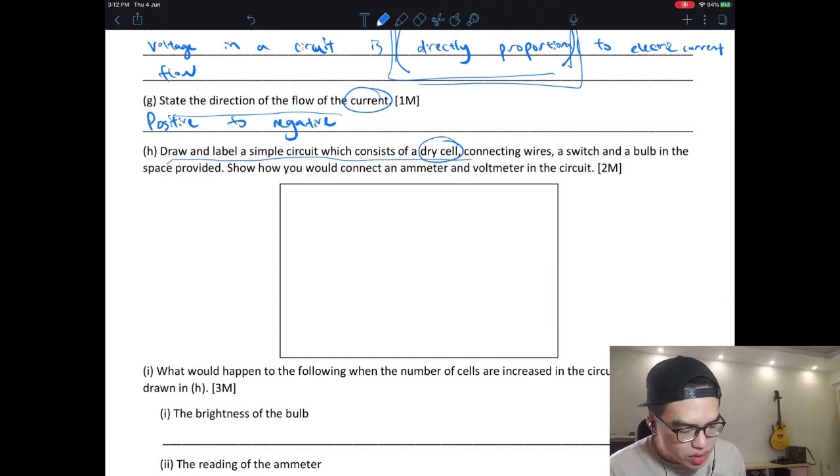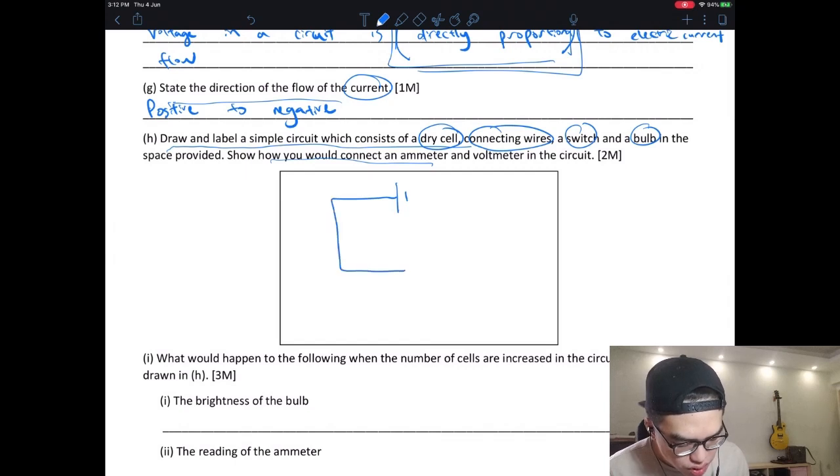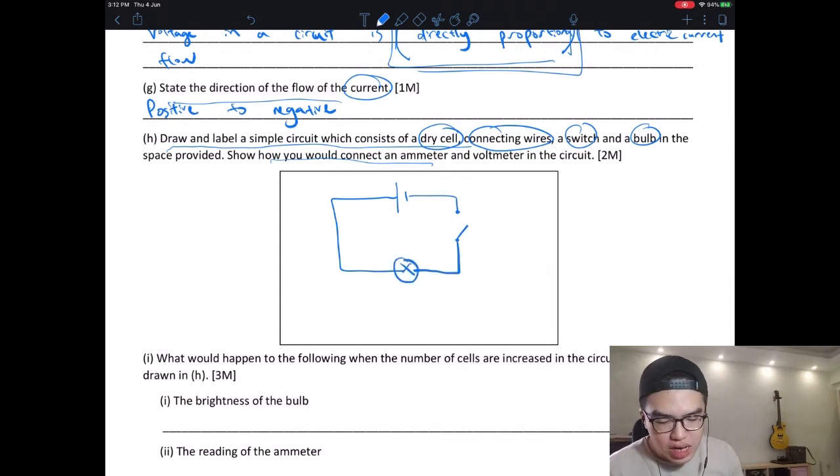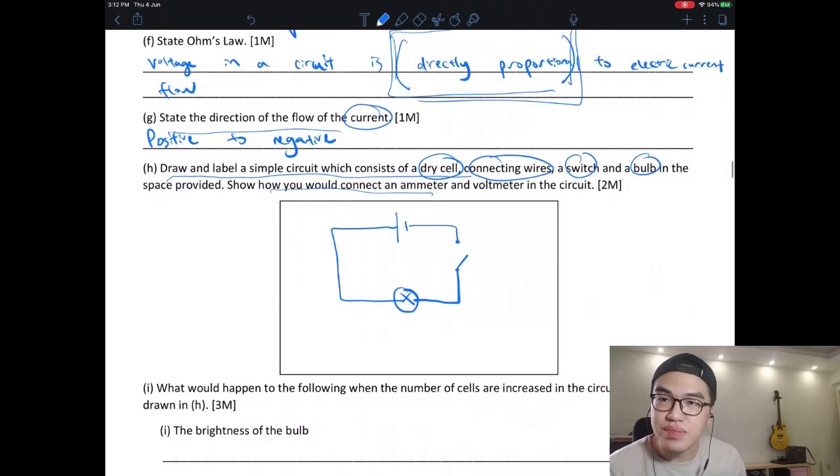So H, draw and label a simple circuit which consists of a dry cell, connecting wires, switch and a bulb in the space provided. Show how you connect an ammeter. So you draw a dry cell, you draw wire, you draw a switch. I will put my switch here. And then you draw a bulb. How do you connect ammeter? Like I said, ammeter you connect in series. Means ammeter you put it in the middle. Because you can see everything is connected together.